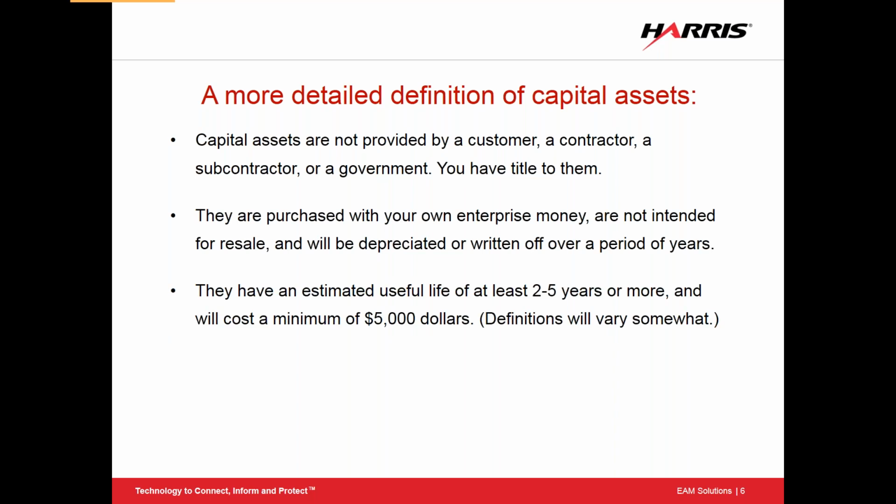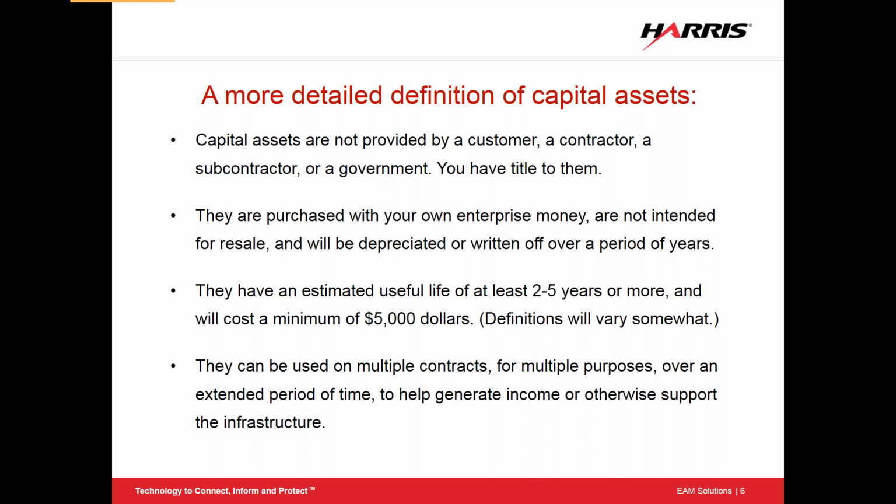They have a useful life of 2 to 5 years or more, maybe 20, 30, 40, 50 years, and they cost a minimum of $5,000. These are the generally accepted standards today, although the definitions will vary somewhat based on your organization, business, or enterprise. And again, they can be used on multiple contracts for multiple purposes over an extended period of time. So the idea is that these capital assets that you've bought and invested in will help you generate income and otherwise support your infrastructure. So it's okay that different companies in different industries have their own definitions for what does constitute a capital or a corporate asset.